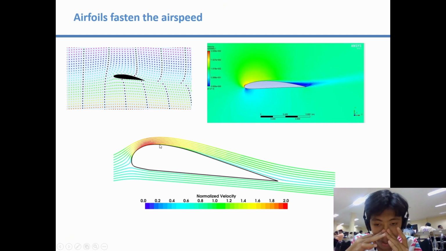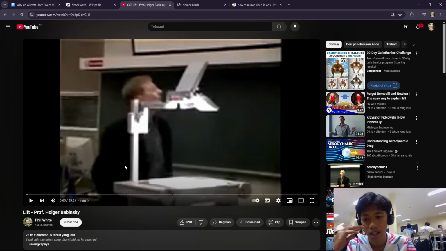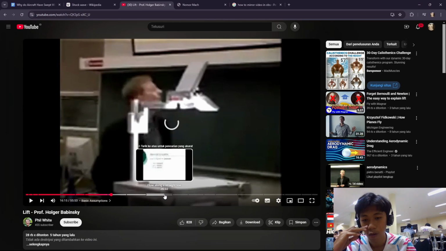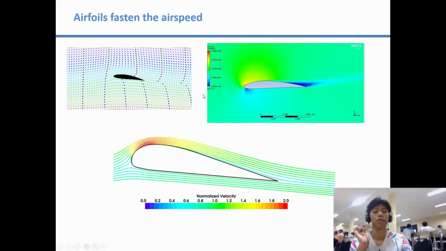I really hope that you understand it before you watch this video, or I recommend you watch this video explained by Professor Holger Babinsky. It's really good if you want to understand why aircraft generate lift and how they fly. One of the features of this curved shape is that it can accelerate the airspeed. The relative airflow moving over the wing could be accelerated by this shape. You can see that they are accelerated.